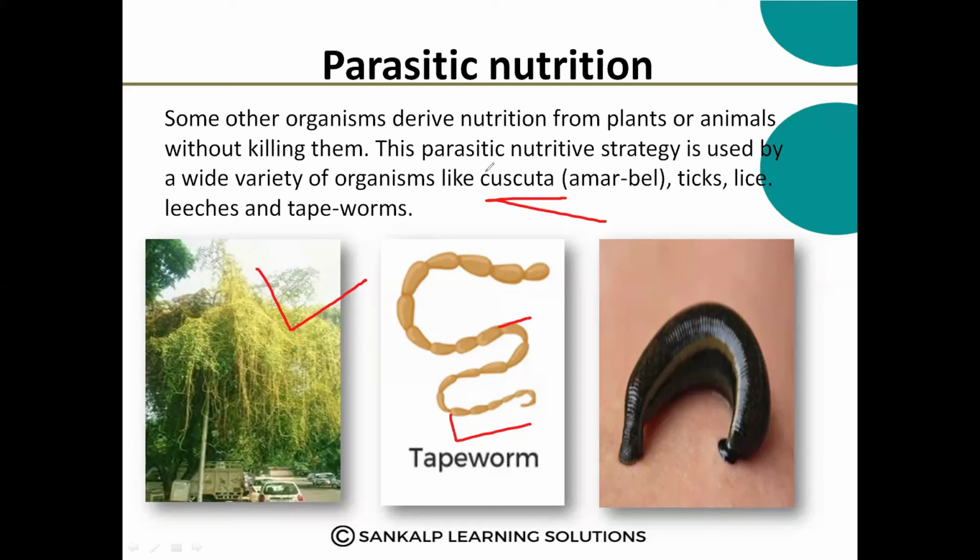What I explained, commonly plants are autotrophs, right? Autotrophs means they are able to produce their own food. They do not depend on other organisms. But cuscuta depends on another plant. It absorbs the nutrition from another plant, so this is also called a parasitic plant. It absorbs the nutrients from the other plant, so this is also a type of parasitic nutrition. Okay, so this is about heterotrophic nutrition.